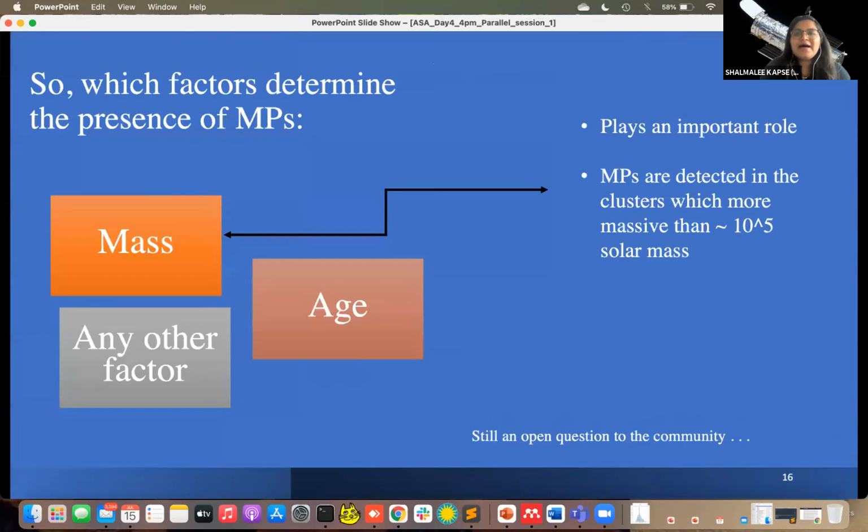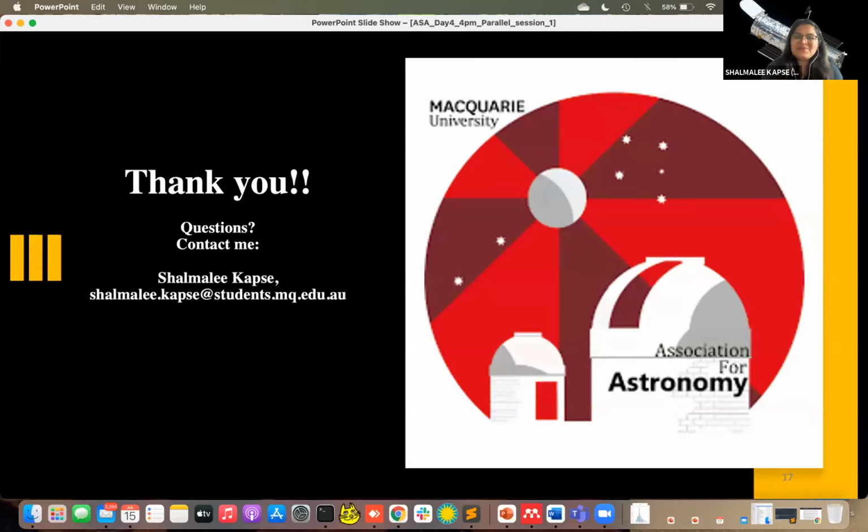So my understanding, and I really want to understand which kind of parameters determine the presence of multiple populations in young and intermediate age star clusters. So mass is definitely a factor, but I want to understand, is it the age or is it the combination of these that can determine the presence of multiple populations in young and intermediate age clusters? So yes, thank you.